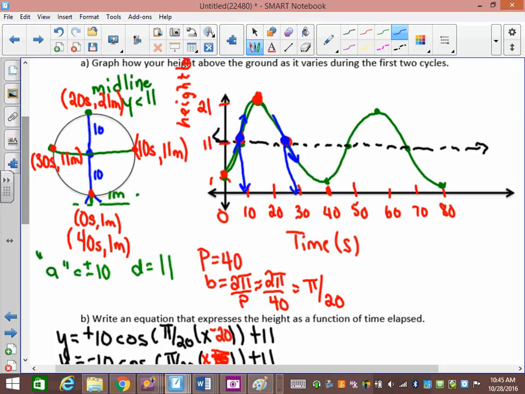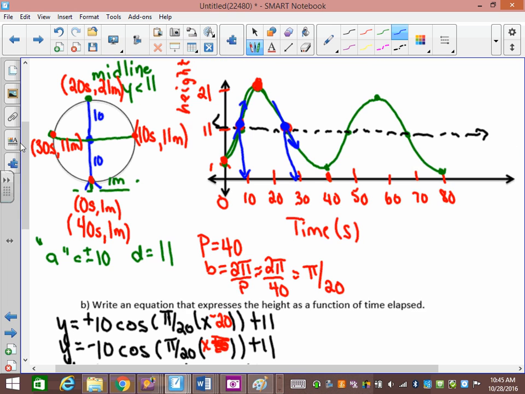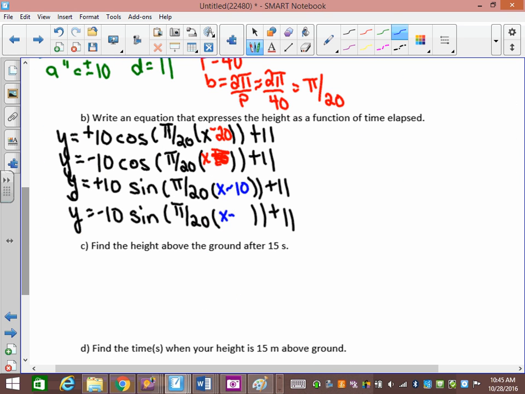Okay? So for positive sine, we're going to go to the right 10. So it's going to be x minus 10. And for negative sine, we went to the right 30. So it's going to be x minus 30.